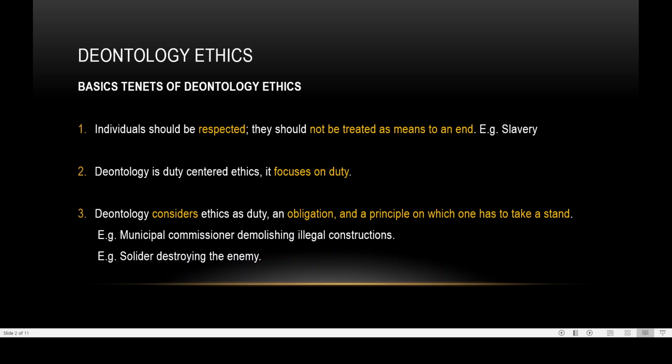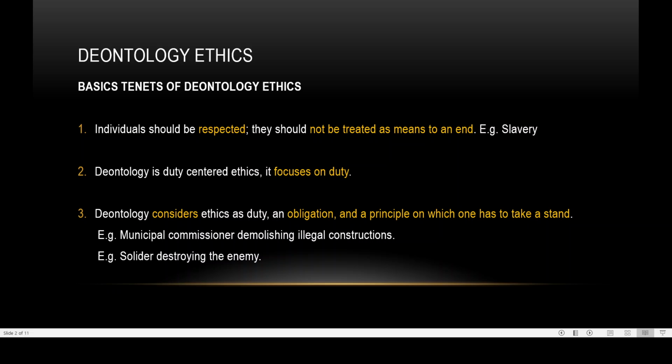Okay, what are the basic principles or tenets of deontology? The basic principle of deontology is that you, me, every individual should be respected. That means they should not be used as a means to an end. That means human beings should not be exploited. Example, slavery. People were exploited.